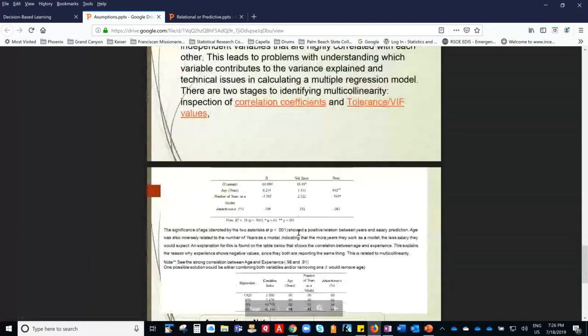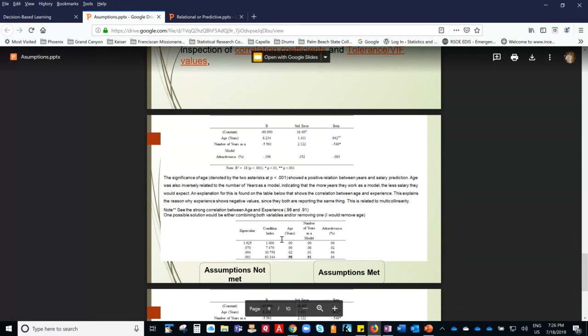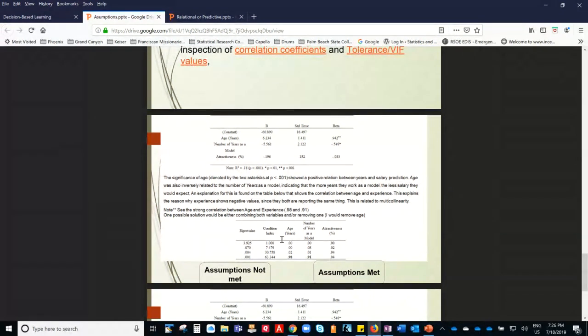In this case, I'm going to ask the question. We see age and number of years. And we look at the bottom, when we run the multicollinearity test, we see that there is a strong correlation between age and experience. Is the assumption of multicollinearity met, yes or no? Anybody? Okay, no. Don't be shy. Say it again.